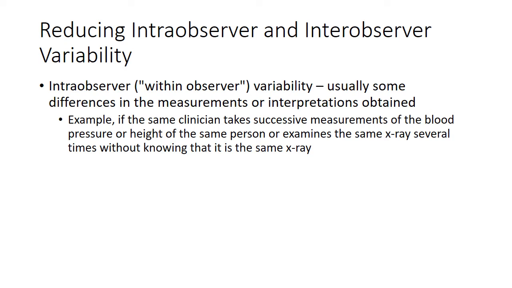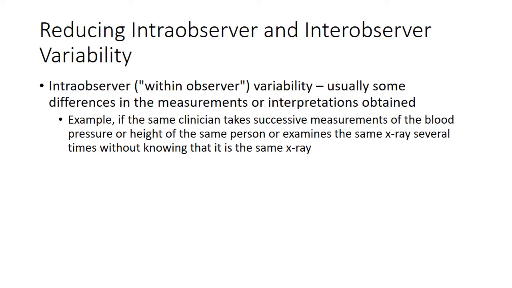There's also this concept of intra and inter-observer variability, and this goes back to the human error aspects of when we're actually doing measurements. And so the intra-observer, or the within-observer variability, is if you had the same person taking measurements of the same thing, you might find differences in the measurements, or differences in their interpretations, I should say. For example, if you had a clinician doing successive measurements of blood pressure, or measuring the height of the same person, there might be tiny variations therein, some being a little high, some being a little low. Or say they're examining the same x-ray several times without really knowing it was the same x-ray, they might get different interpretations.